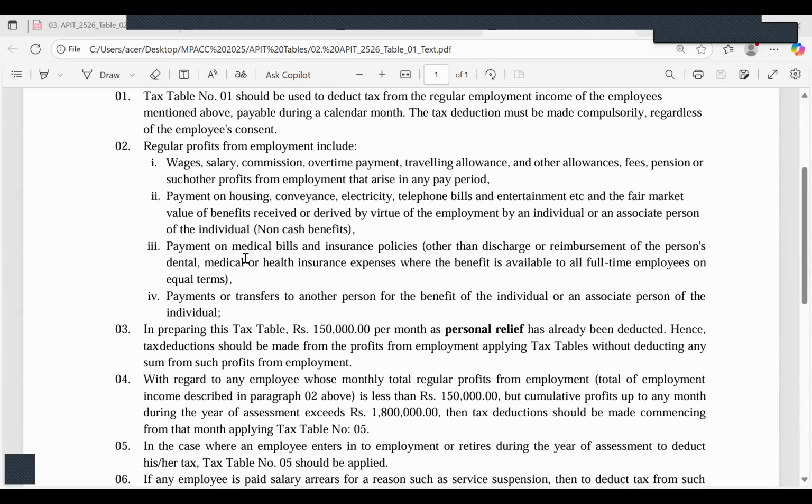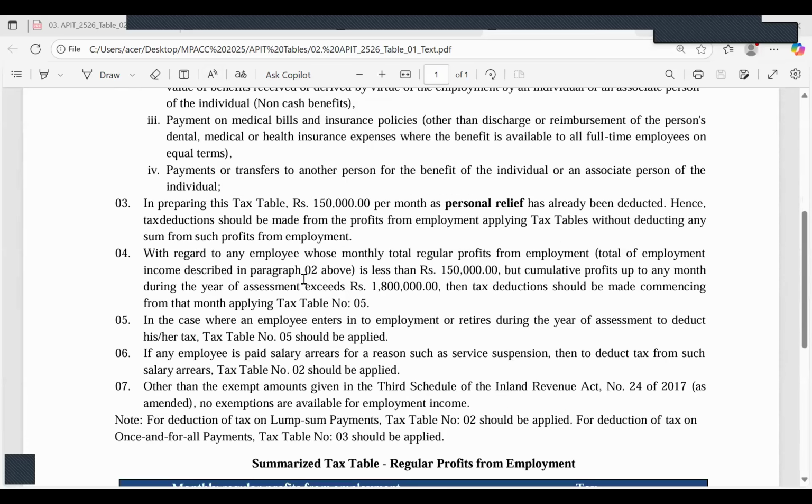So when preparing this table 1, we have already given 150,000 personal relief. That means when our employer deducts APIT from our salary, he has already deducted this 150,000 per month, because it has already been included in our tax table. Because of that, we cannot deduct it again when we are calculating the relief, when we are calculating the tax liability.